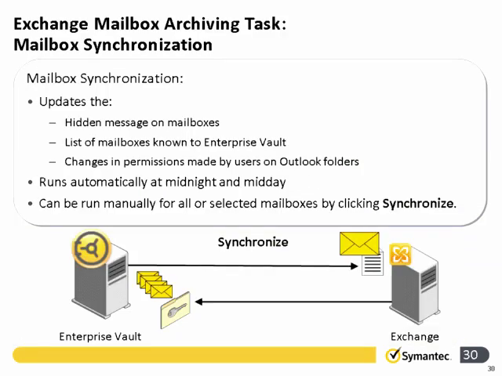We were talking about the Exchange synchronization process. The idea of the Exchange synchronization process is to establish communication between our Enterprise Vault environment and our Exchange environment to make sure that they have the same desktop settings and all those types of things configured. What the mailbox synchronization is actually doing is updating the hidden message on the mailbox. It will notify the Enterprise Vault server of all the available mailboxes in Exchange. And if any permissions have changed in your Outlook folders, it will synchronize those. It runs automatically at midnight and midday, and you can run it manually by opening up the properties of the task, going to the Synchronize tab, and then clicking the Synchronize button.